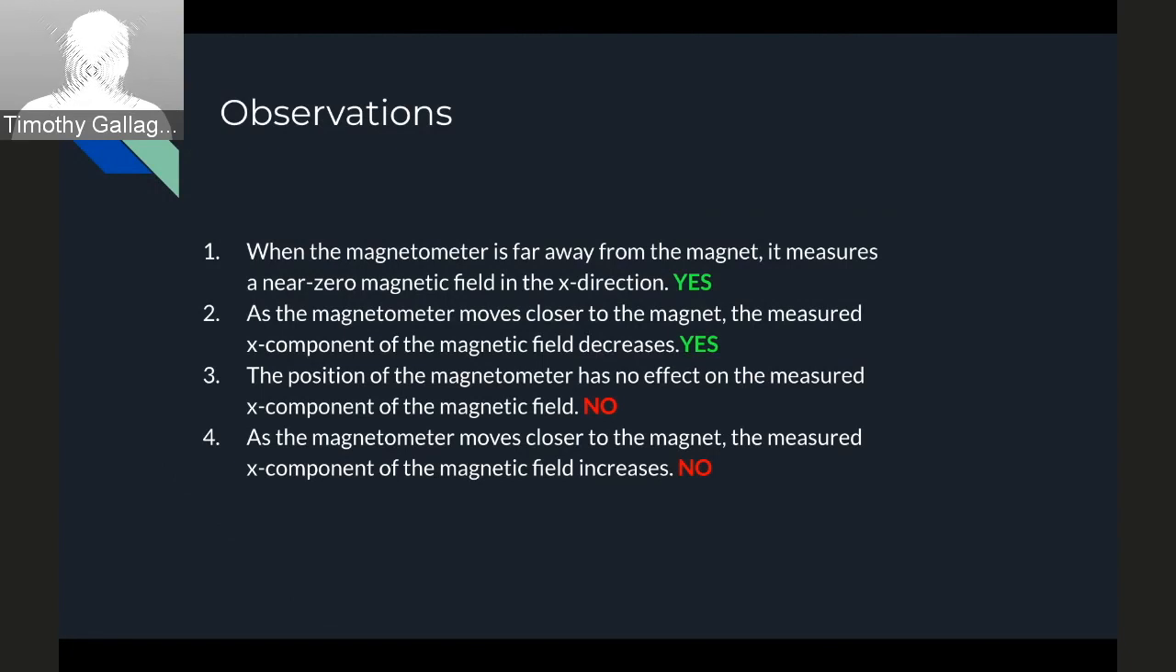I also found this to be true. I did not find the third and fourth observations to be true. The position of the magnetometer has no effect on the measured x component of the magnetic field, and as the magnetometer moves closer to the magnet, the measured x component of the magnetic field increases. I found these both to be not true.